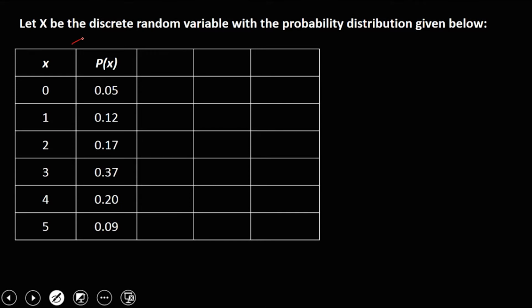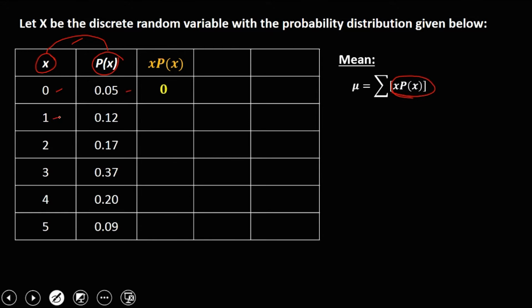So from this distribution, we can solve now the mean. Since the formula for the mean is the summation of x times the p of x, we need to find first the value of x times the p of x. Just the product of x and the p of x, so multiply these two columns. So we have 0 times 0.05, this one is 0. Then 1 times 0.12, that's 0.12. And 2 times 0.17, that's 0.34. And this 3 times 0.37.